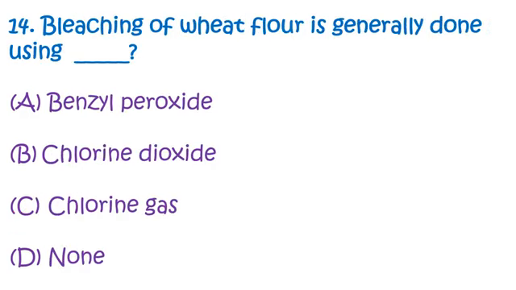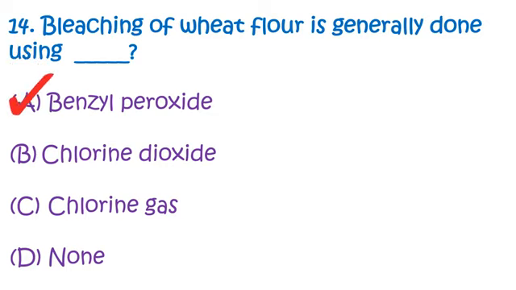Question number 14. Bleaching of wheat flour is generally done using dash. Options are option A, benzoyl peroxide, option B, chlorine dioxide, option C, chlorine gas, and option D, none. And the correct answer is option A, benzoyl peroxide.